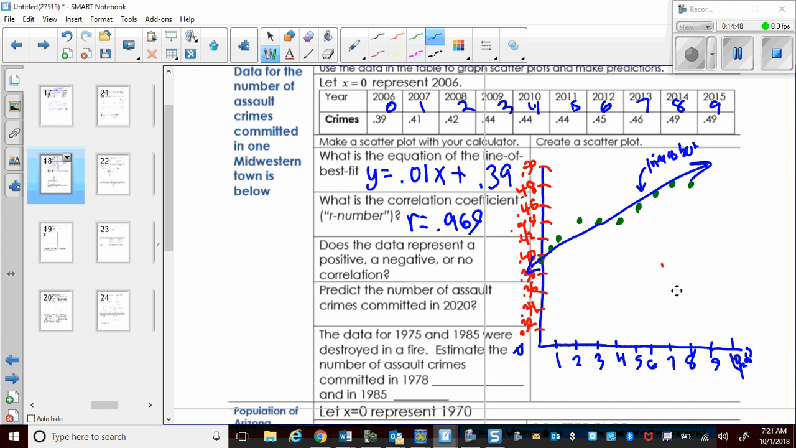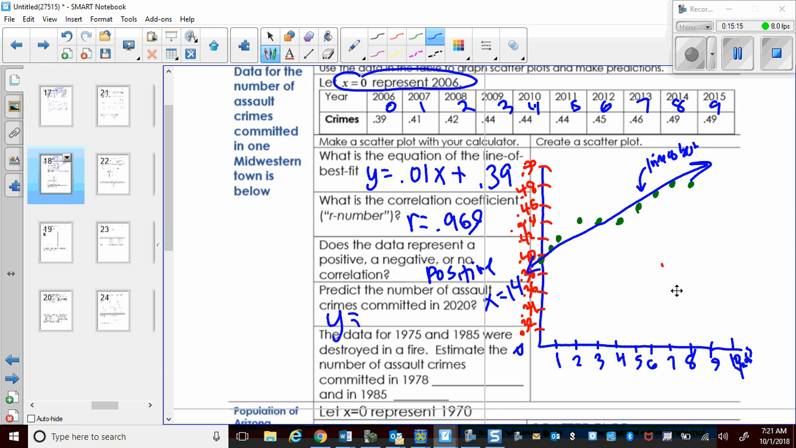That data is very predictable. So does this data represent a positive, negative, or no correlation? It's a positive correlation, because the R number is positive. And next it says predict the number of assault crimes committed in 2020. So for 2020, keep in mind x equals 0 here, so that's 14 more years. So when x equals 14, what does y equal?